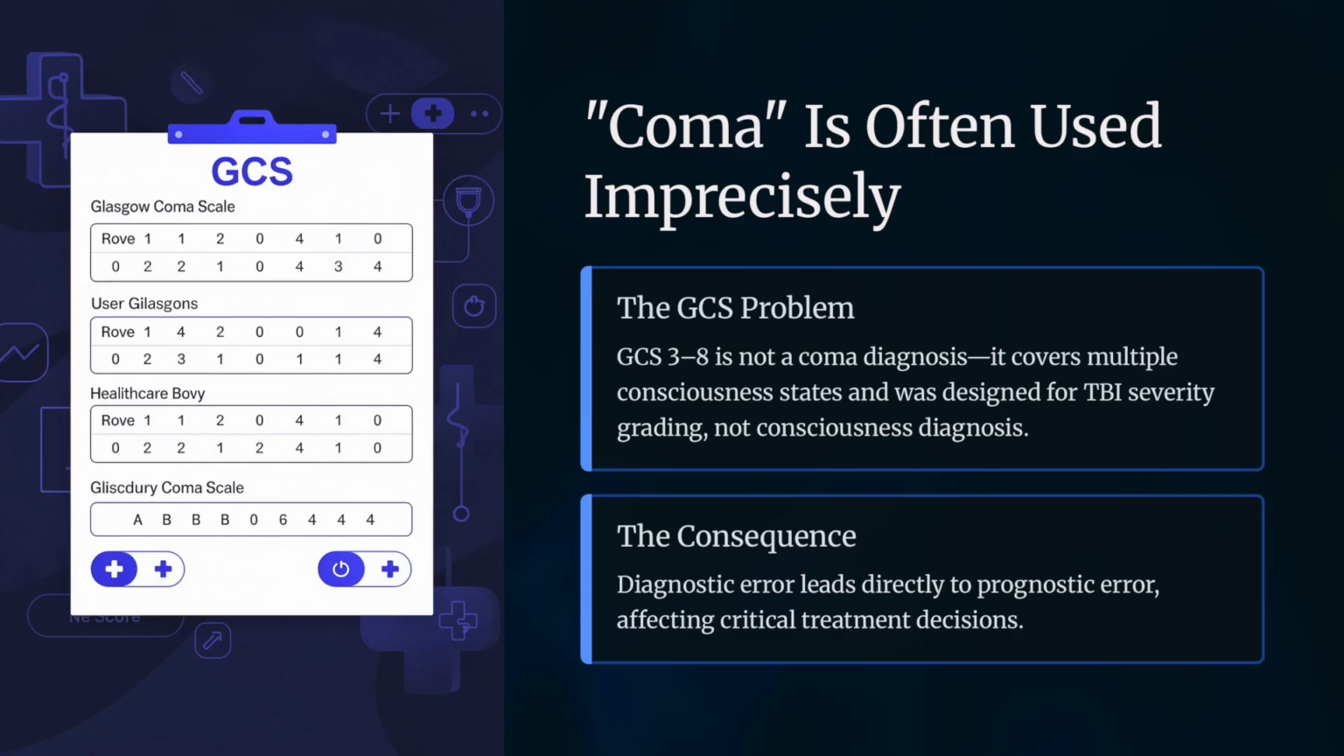Now, coma is often imprecise. The general usage is that a GCS of 3 to 8 is coma, but it covers multiple consciousness states as you have seen here, and is designed mainly for traumatic brain injury severity grading, not really a consciousness diagnosis. The consequence of using GCS as a marker for consciousness is that we get a lot of diagnostic errors, which leads directly to prognostic errors, affecting the critical decision making that we do.